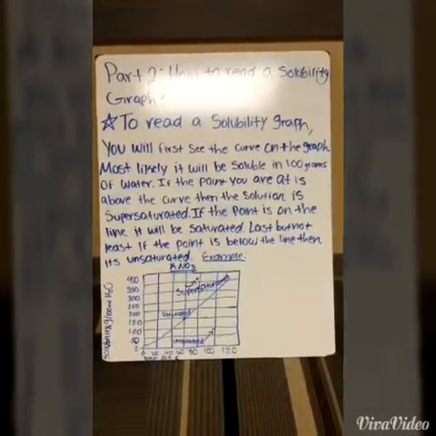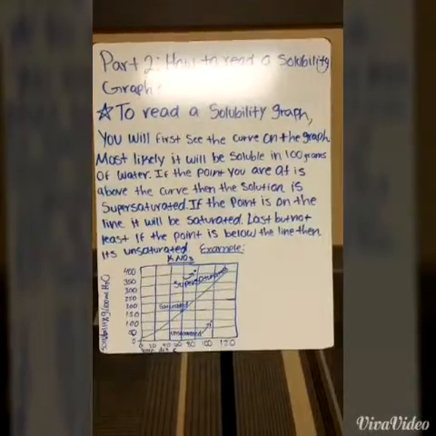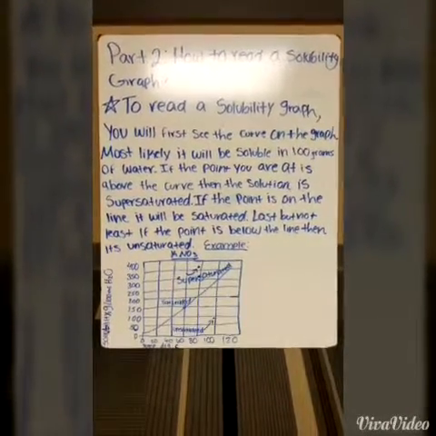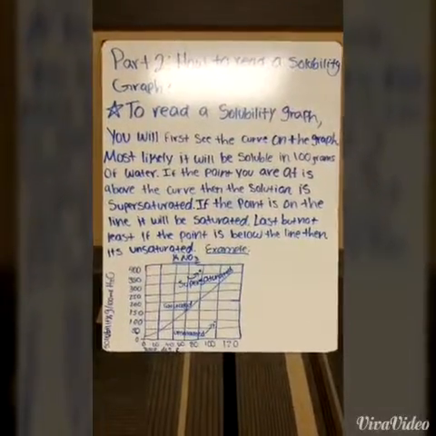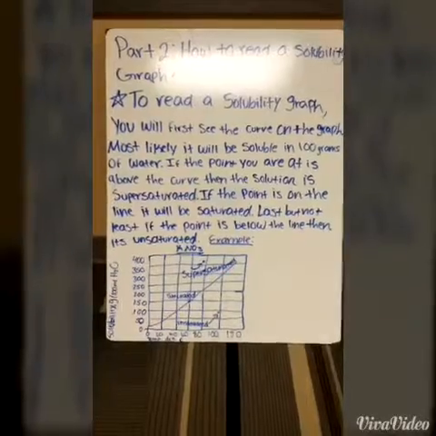To read a solubility graph, you will first see the curve on the graph. Most likely, it will be soluble in 100 grams of water. If the point you are at is above the curve, then the solution is supersaturated. If the point is on the line, it will be saturated. Last but not least, if the point is below the line, then it's unsaturated.